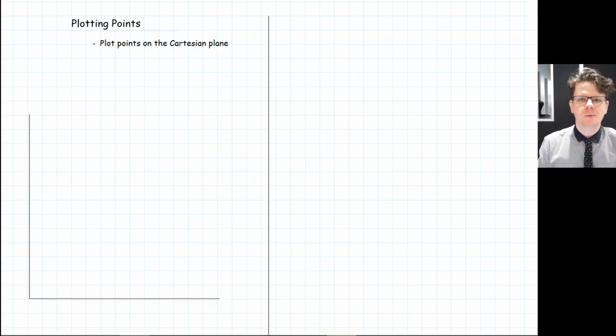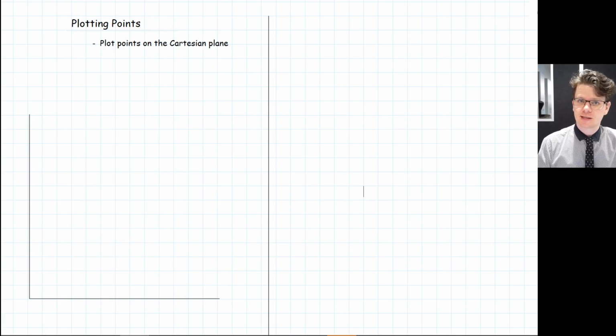Alrighty, so welcome, and today we're going to be having a look at plotting points. So what does that mean? We're going to be looking at plotting points on a Cartesian plane. A point is just any dot, and we just want to be able to give names to them so we can tell two apart. So let's start off by creating our axes.